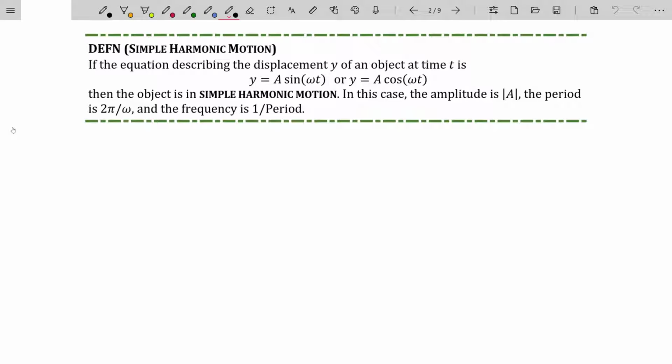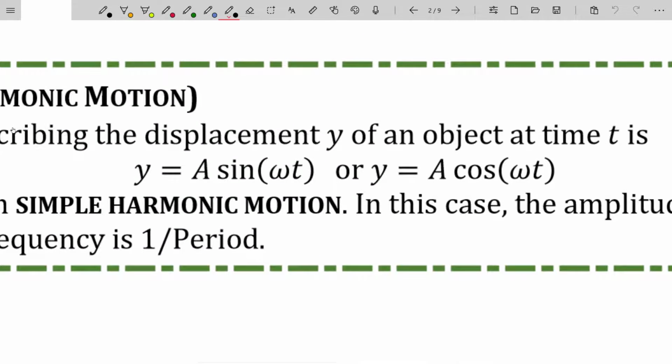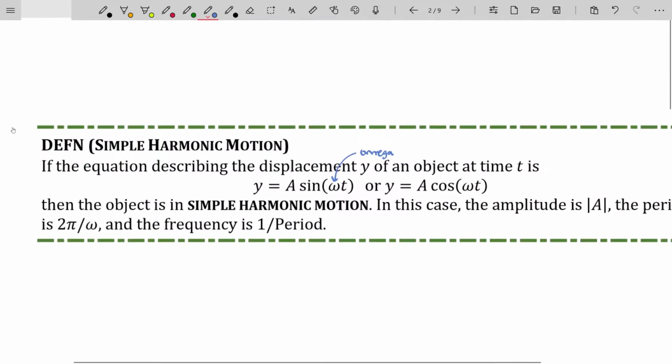Again, in that case, we call this simple harmonic motion, and here's the definition of it. If the equation describing the displacement of an object at time t is given by the following possible two types of sinusoidal equations, which is y equals a sine of omega t, that's what that w is, a Greek letter omega, or y equals a cosine of omega t, then the object is said to be in simple harmonic motion.